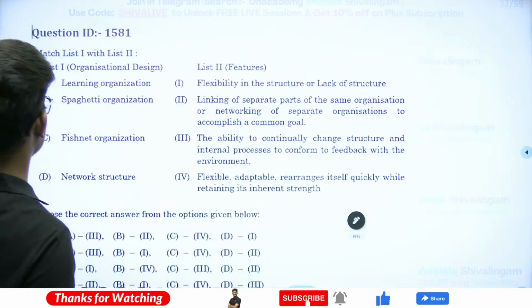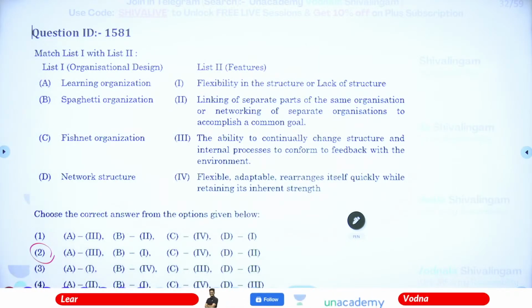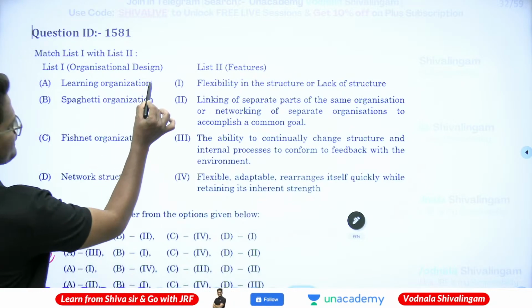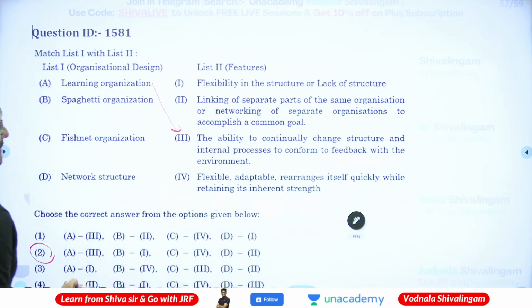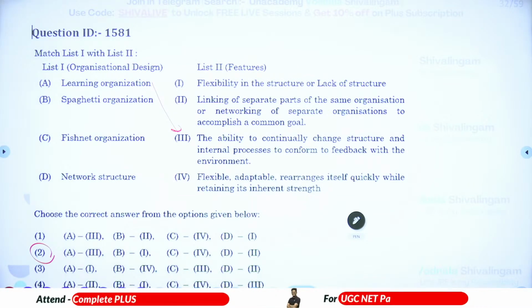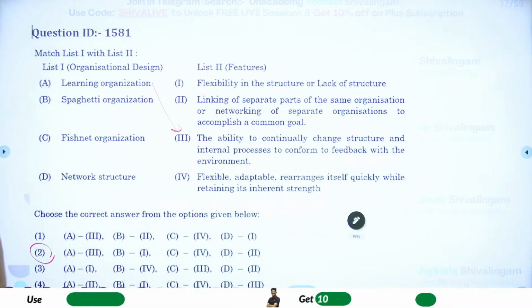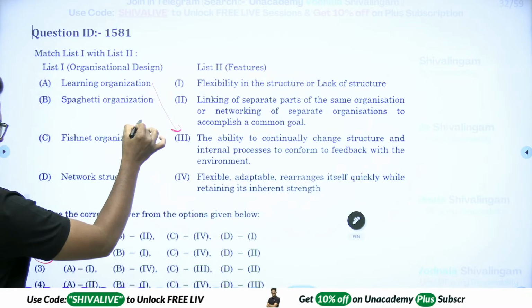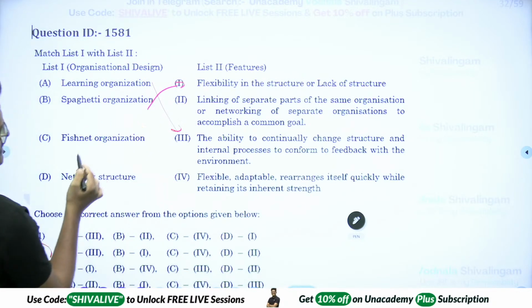So the answer for this question is B. Learning organization is the third one: the ability to continually change structure and internal process to conform to feedback with the environment. And spaghetti organization is one which is flexible in structure.